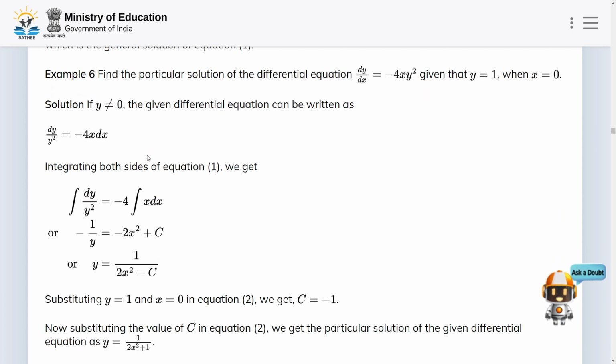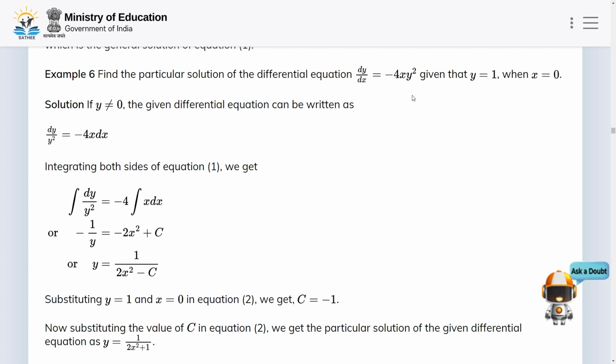Now another example. This differential equation is given to you: dy over dx is equal to minus 4xy squared. Given that, what information you have is y is equal to 1 when x is equal to 0. Then when x is 0, your function value y will be 1. So far so good.